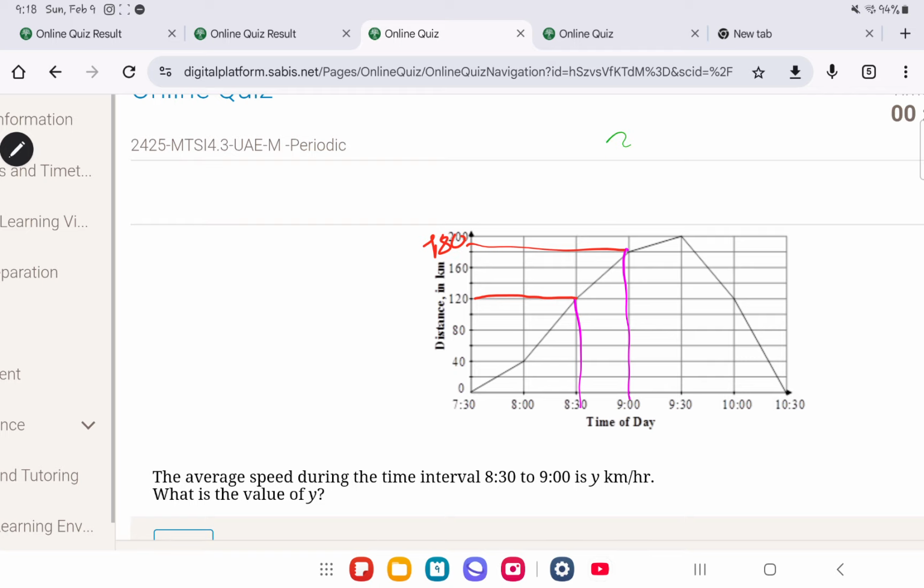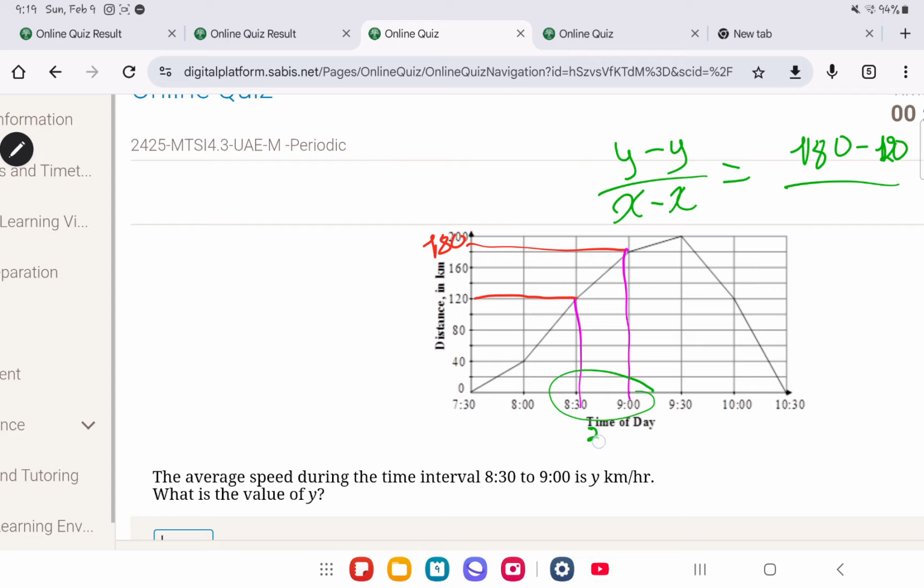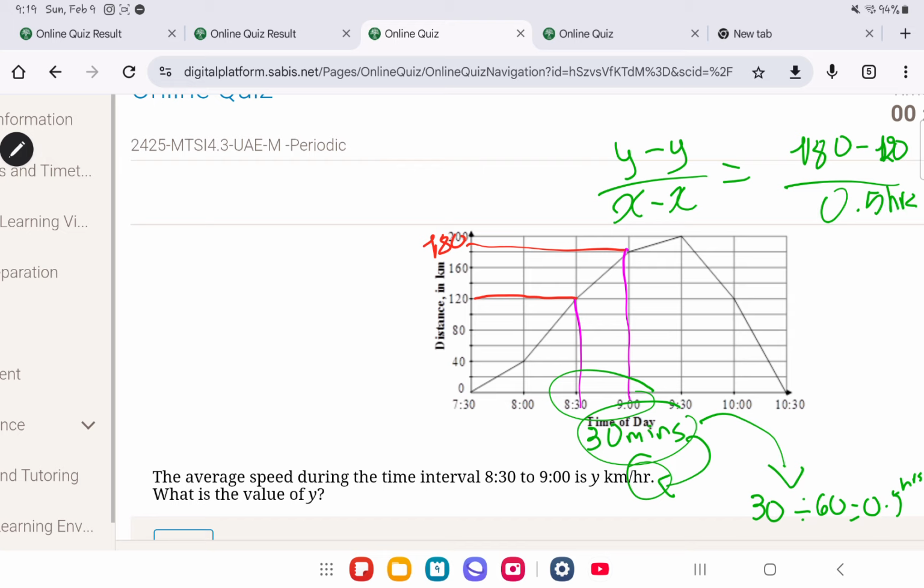Now what we're going to do is y minus y over x minus x. So it's going to be 180 minus 120, but here we have a small issue. From 9 till 8:30, there is a difference of 30 minutes, but do they need it in minutes? No, they need it in hours. So we're going to change the minutes into hours. So it's going to be 30 divided by 60, which is 0.5 hours. So divided by 0.5 hours.